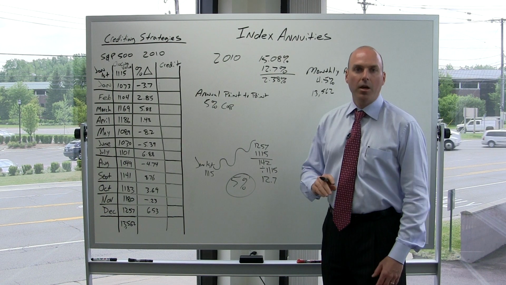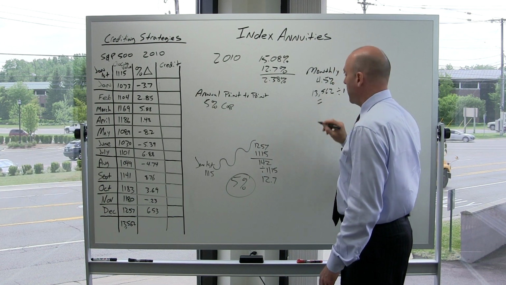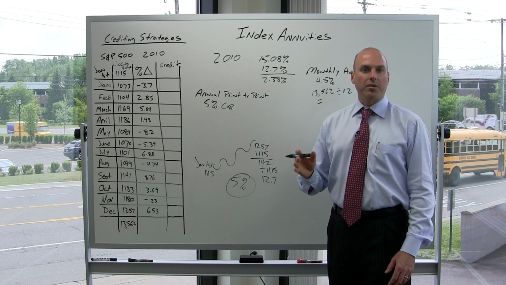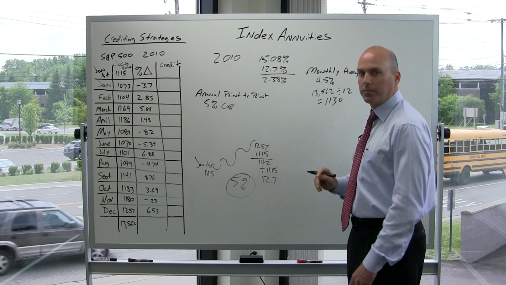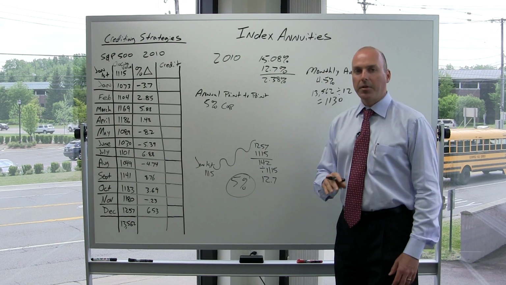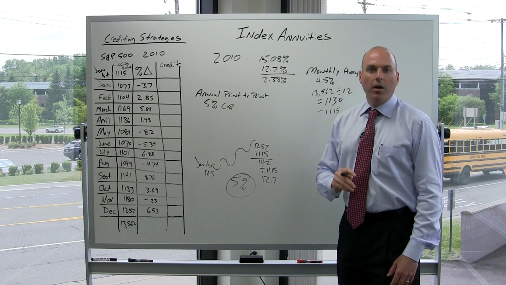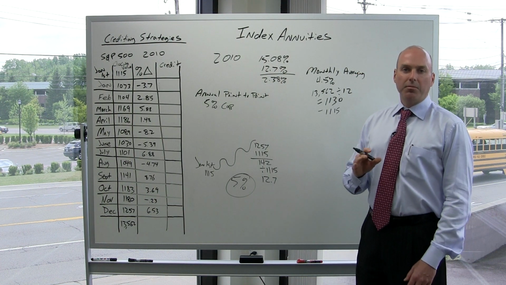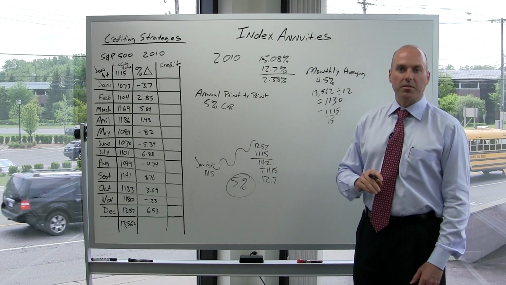13,562. Then we're going to divide that by 12 to get our average monthly price on a monthly average basis of 1,130. Now we're going to take that figure and subtract the starting value, 1,115, which means that the index went up by 15 points on a monthly average basis.